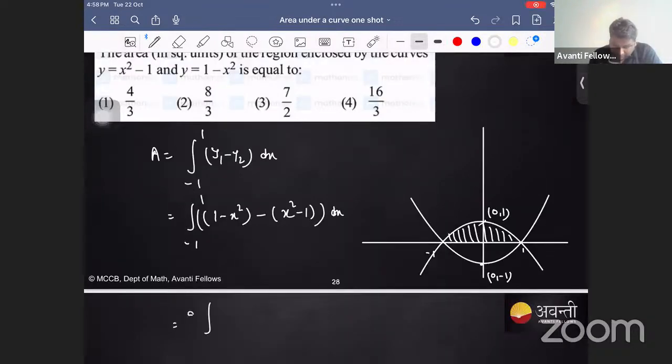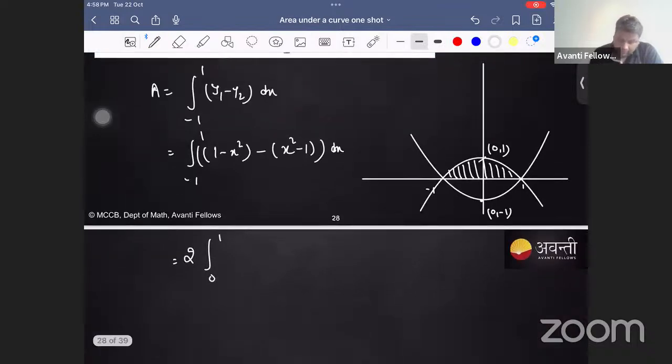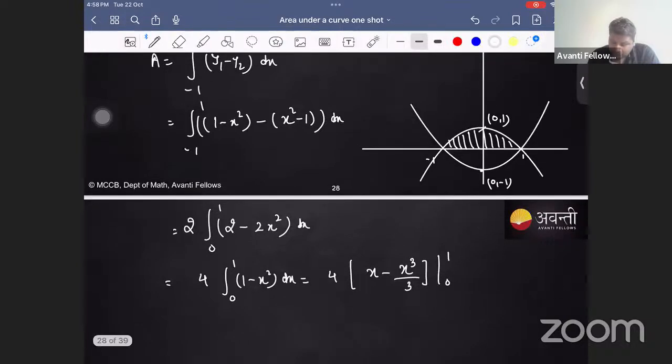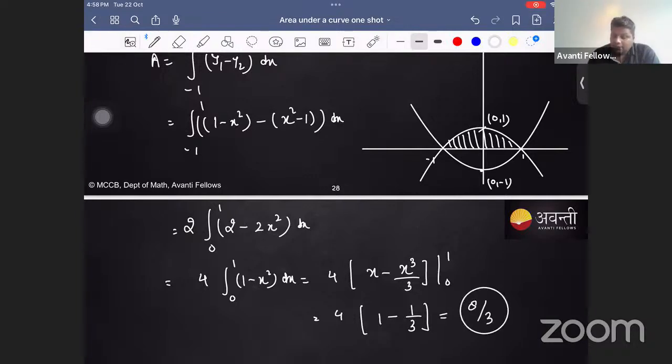So between, say, we do it twice, 0 to 1. It will become 2 minus 2x square dx. So that is 4 times integral 0 to 1 of 1 minus x square dx. 4 times x minus x cube by 3, limit 0 to 1. So it is 4 times 1 minus 1 by 3, so 2 by 3, and your answer becomes 8 by 3. This is the easiest question out of all the questions that we have done today.